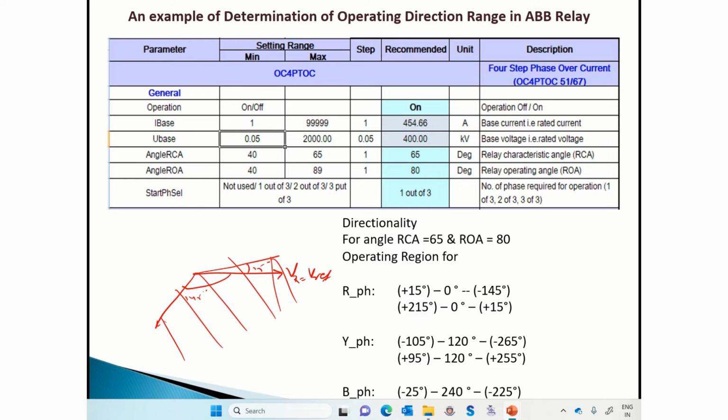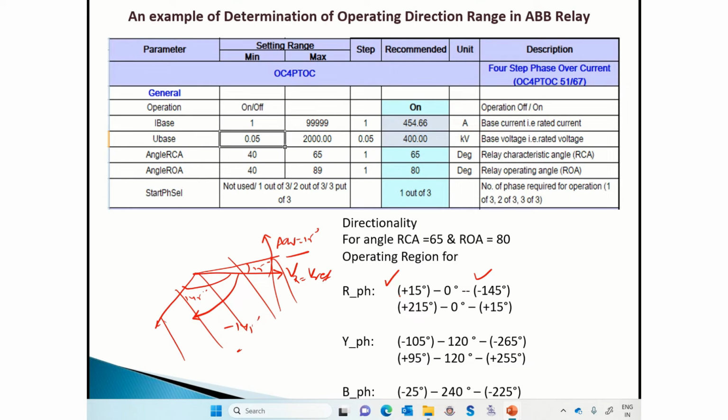Now you can call this 15 degree from here to here. That is, it is in the anti-clockwise direction, 15 degree. Anti-clockwise we already know is positive. That means plus 15 degree. But this 145 from here to here is in the clockwise direction. So we can say this is minus 145 degree. So your operating region for R phase will be plus 15 to minus 145 including 0.